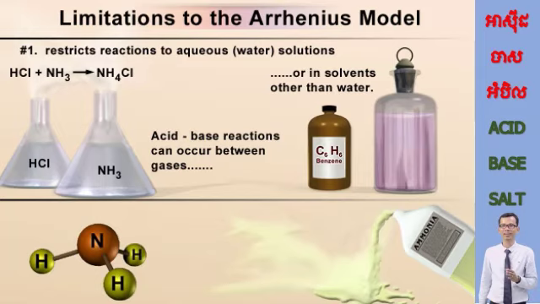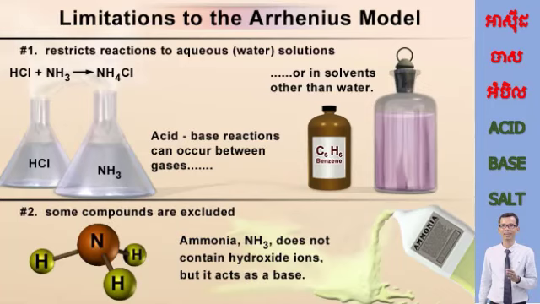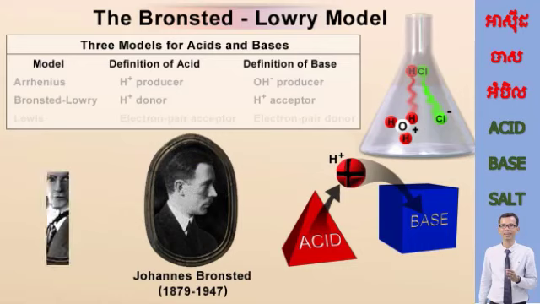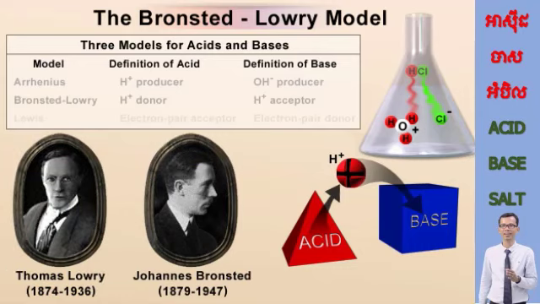Furthermore, the Arrhenius definition of a base excludes compounds such as ammonia, which exhibit the properties of a base but do not contain hydroxide ions. To overcome these limitations, chemists defined acids and bases in broader terms. Most acid-base chemistry concerns the transfer of hydrogen ions. In 1923, Danish chemist Johannes Bronsted and English chemist Thomas Lowry separately proposed a definition of acids and bases based on the transfer of hydrogen ions.